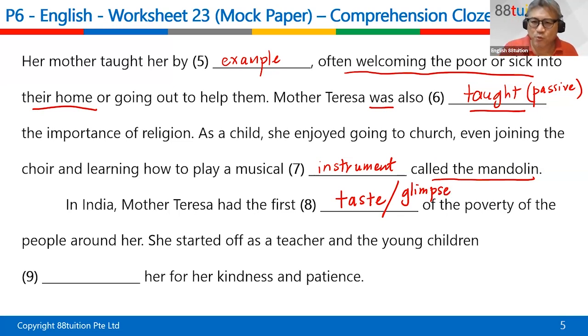So rather than view, I think glimpse is a better word, involving the sense of sight, whereas taste, of course, is the sense of the tongue, the tasting, right? But of course, taste here will be used metaphorically or figuratively, to mean that she experienced the poverty. She had the first taste, right? Really direct, a personal experience. That's the taste, right? And number 9 would be loved. She was loved, right?